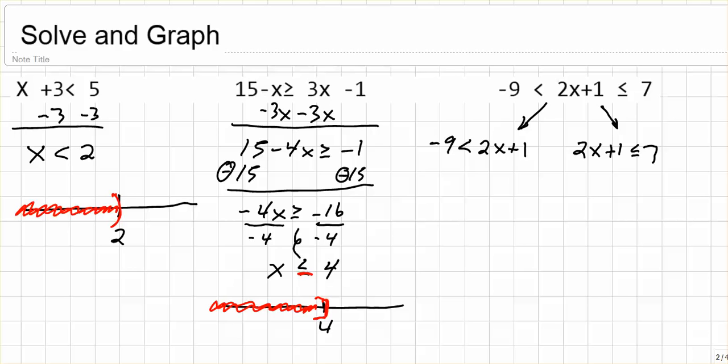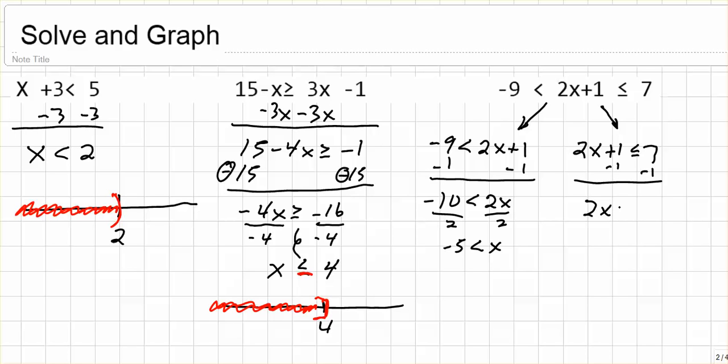So in this instance, we're going to leave the variables where they stand, and we'll just move the constants. So we'll subtract 1 from both sides, so we get minus 10 is less than 2x. Divide by 2, so minus 5 is less than x. On the other side, we subtract 1 from both sides. So we get 2x is less than or equal to 6. Divide both sides by 2. So x is less than or equal to 3.